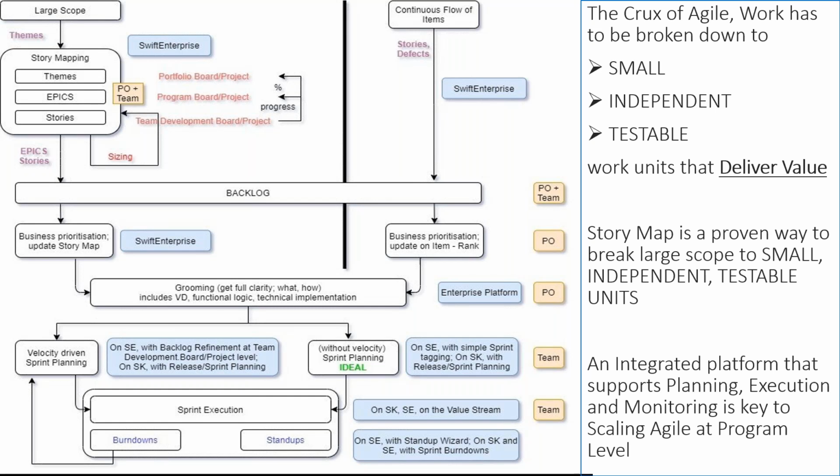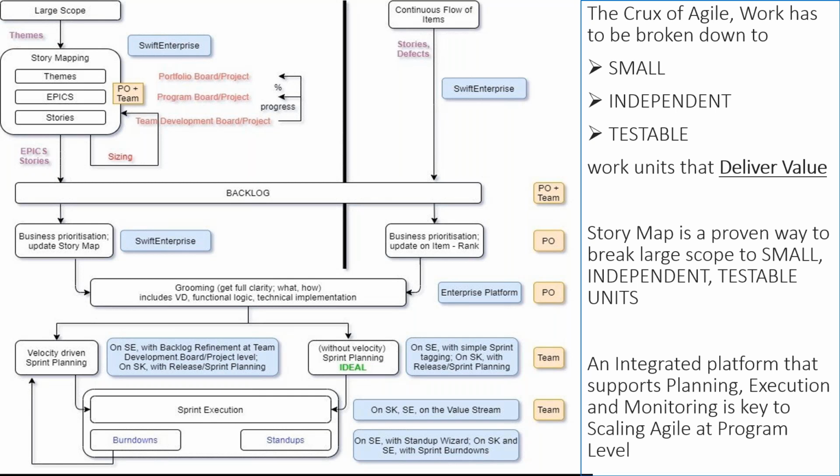Now, the crux of agile is that the work that has been given has to be broken into small, independent, and testable units, which will deliver value to the customer. Now, this is what is being done at a team level. Any work that is being given to a team is broken down to small, independent, testable user stories, and each of these user stories would deliver some form of value to the end user.